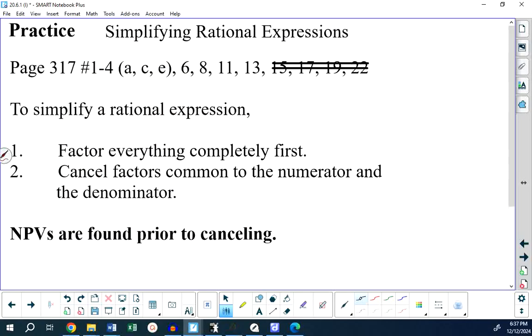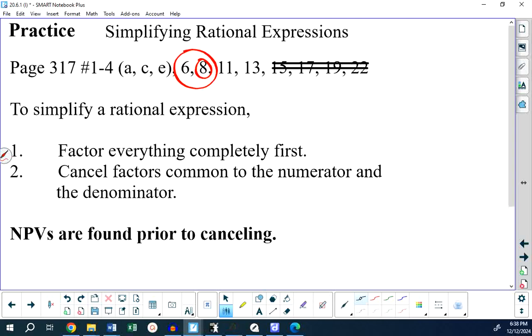So that's the lesson. I know in your handout it says 15, 17, 19, and 22. Don't worry about those. Do questions 1 to 4, A, C, and E, and then questions 6, 8, 11, and 13 are the important problems to practice. Probably the most important set of questions are 6 and 8, and in that, the most important is 8.